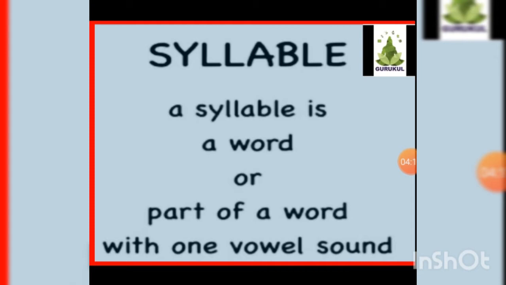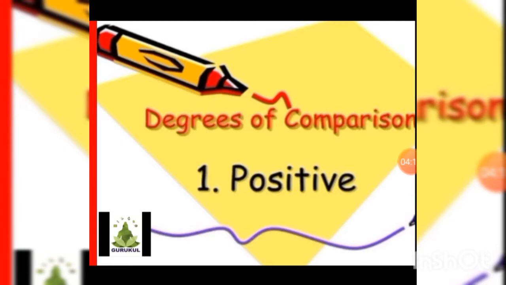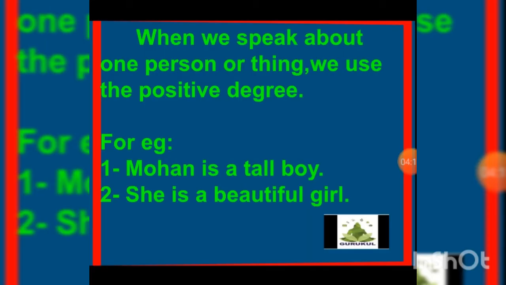Okay, now let's come to the topic. The first one we are going to see is positive degree. Okay, now I'm reading the definition with examples. When we speak about one person or thing, we use the positive degree. For example, Mohan is a tall boy. Second example, she is a beautiful girl.